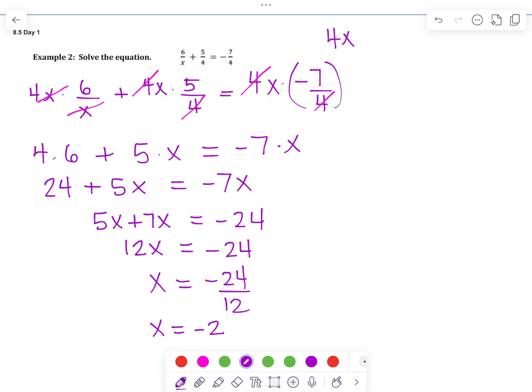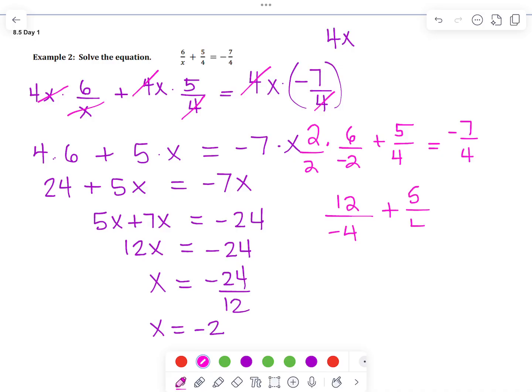Then we have to check our solution. So 6 divided by negative 2 plus 5 fourths equals negative 7 fourths. Well, right now, on the left side, the denominators are unlike, so I'm going to increase this fraction by 2. So now I get 12 over negative 4 plus 5 fourths equals negative 7 fourths.